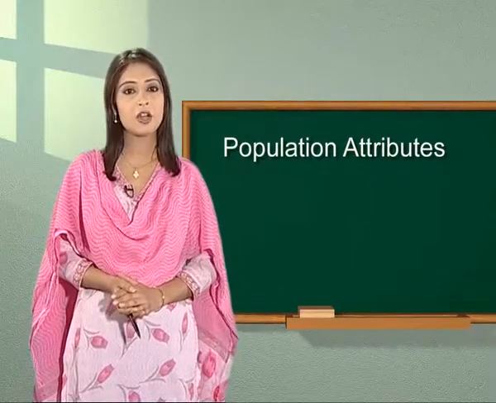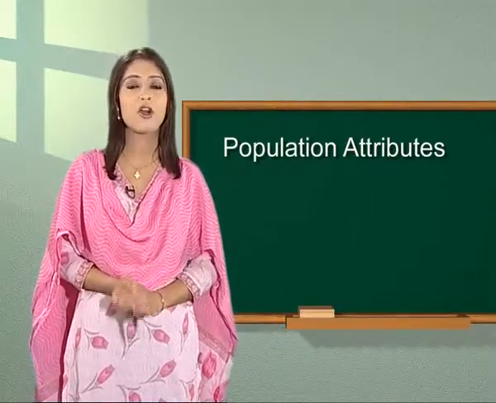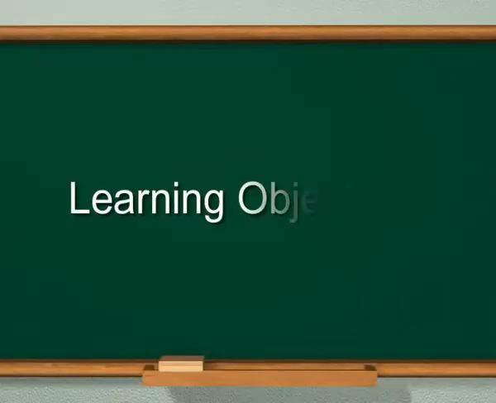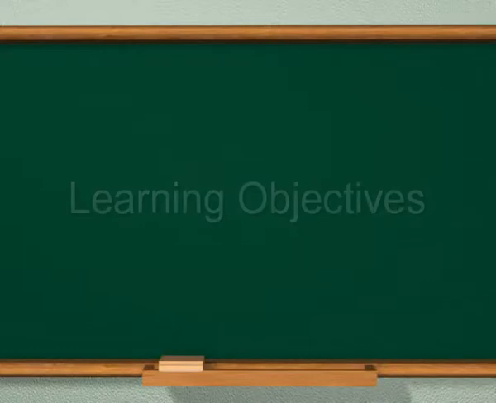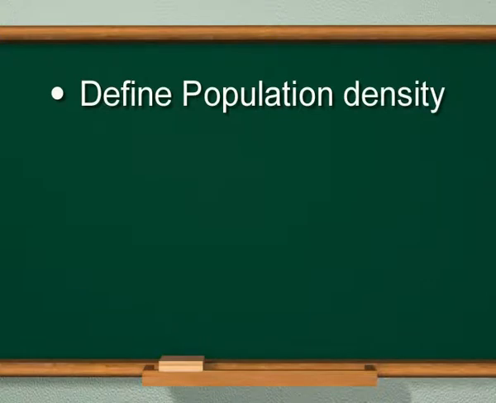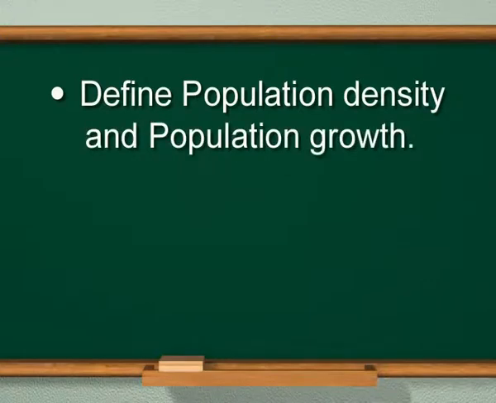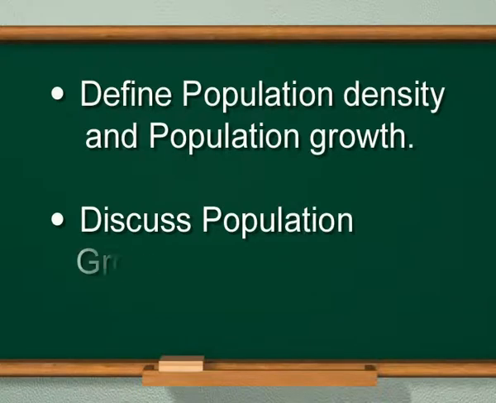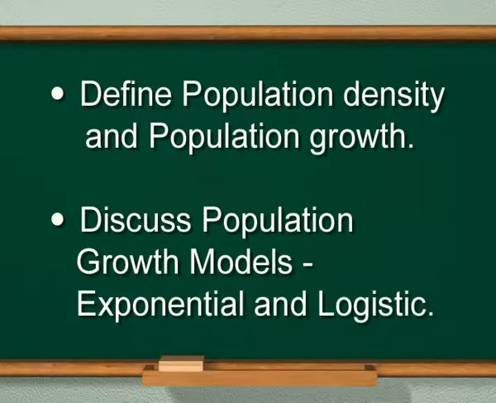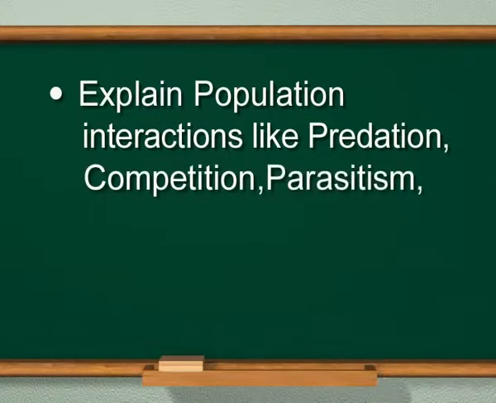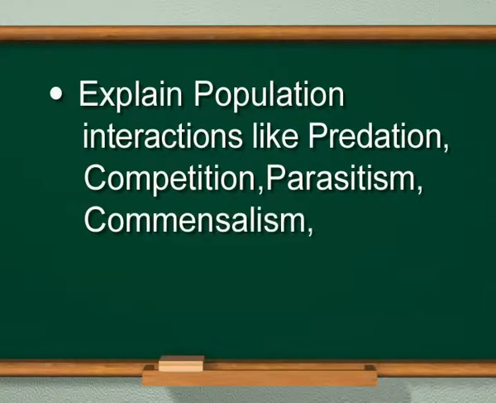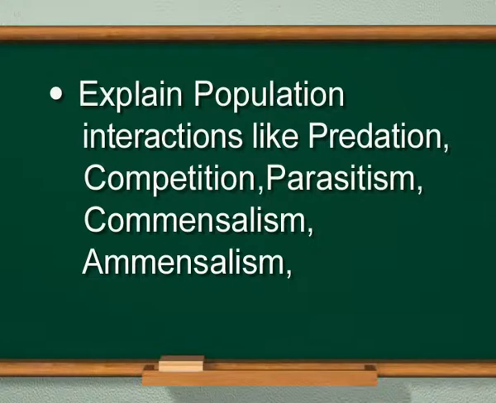Before discussing the topic, let me share the learning objectives of today's module. On completion of this topic, learners will be able to define population density and population growth, discuss population growth models, exponential and logistic, explain population interactions like predation, competition, parasitism, commensalism, amensalism, mutualism.